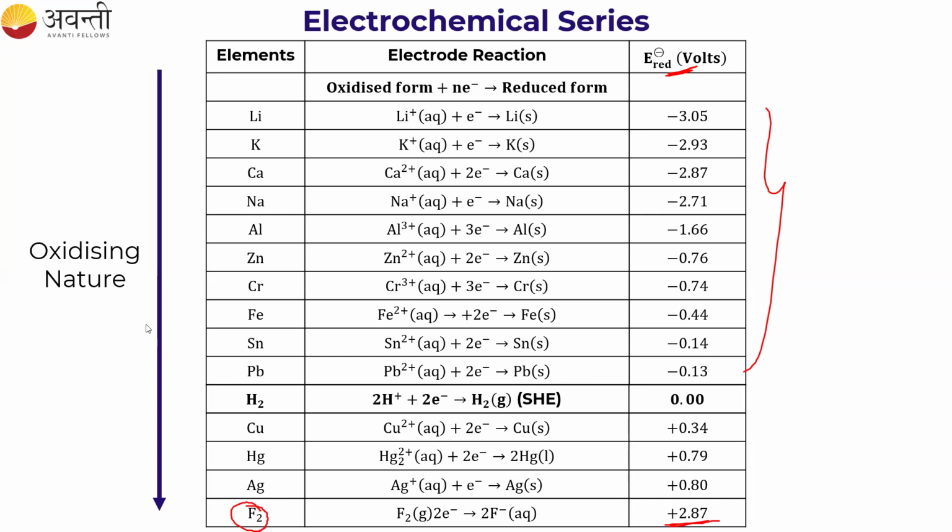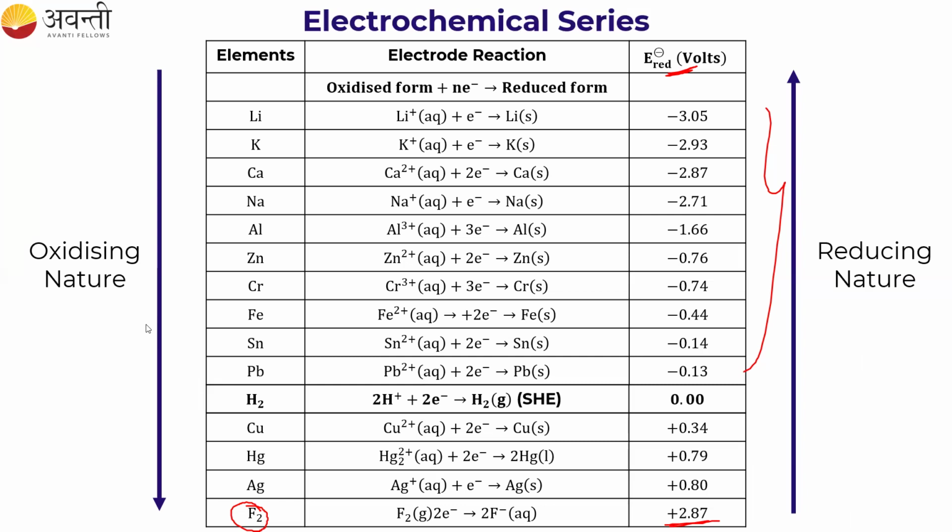What is meant by oxidizing agent? The species which accepts the electron so easily. The species which can accept the electron so easily are called oxidizing agents. Electron acceptors are called oxidizing agents. Okay. And if we have the more negative E naught value, then it is called a strong reducing agent.